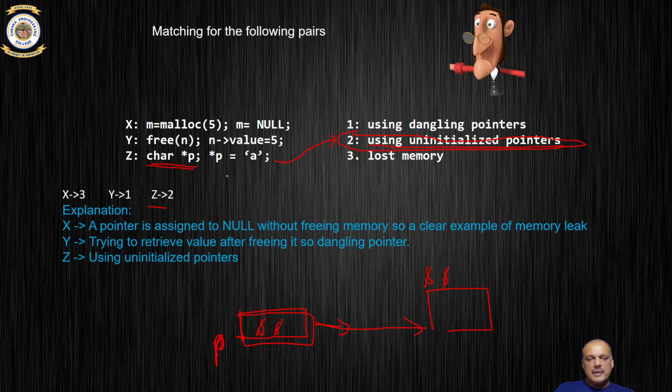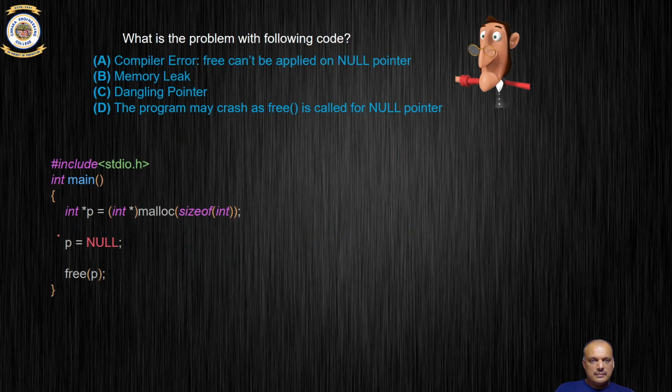And then I am saying that the value at address p is 'a', whereas the address p is not being initialized. So before initializing the pointer, we are trying to feed data into it. This gives rise to the scenario of using an uninitialized pointer, and this will throw an error at you. Okay, so let's move forward.